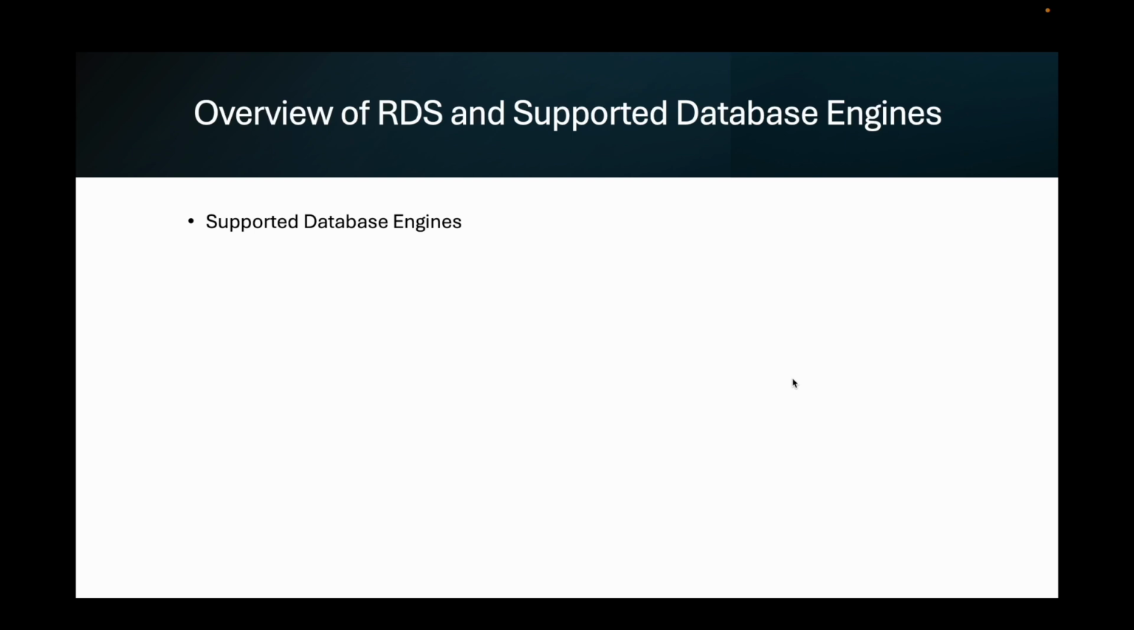Some of the supported database engines include Amazon Aurora, MySQL and PostgreSQL compatible, offers higher performance and availability than standard MySQL and PostgreSQL, with up to 5 times better throughput. We have MySQL, one of the most popular open source relational databases. We have PostgreSQL, an advanced open source relational database system known for its extensibility and SQL compliance. MariaDB, a popular open source database created by the developers of MySQL. Oracle, enterprise level database system with support for various versions and editions. Microsoft SQL Server, Microsoft's relational database widely used in enterprise settings.